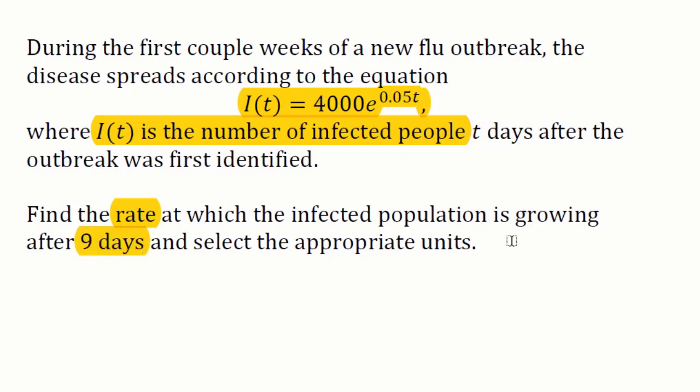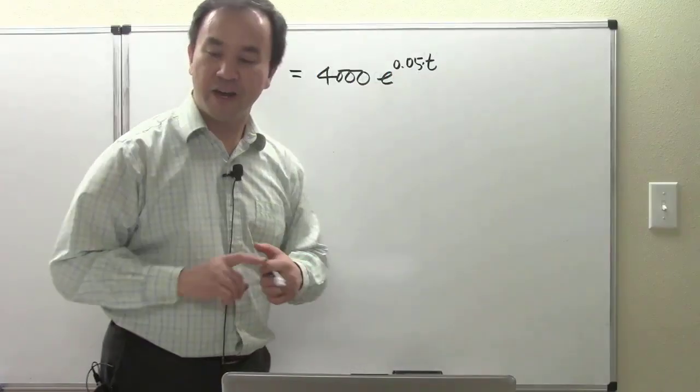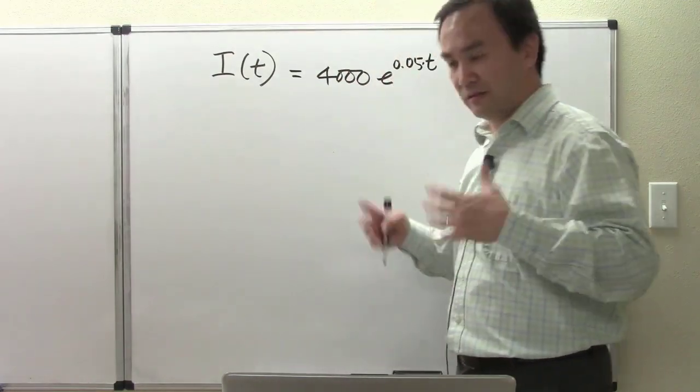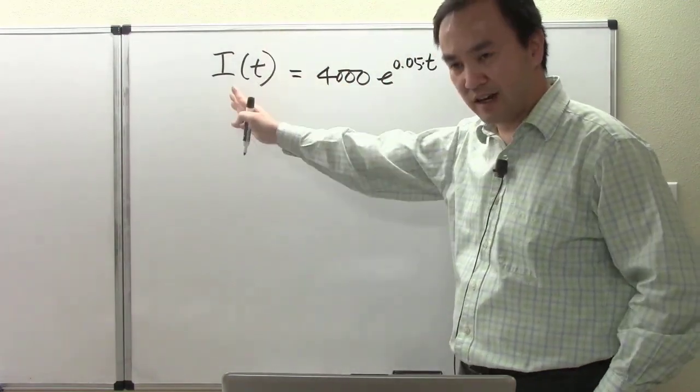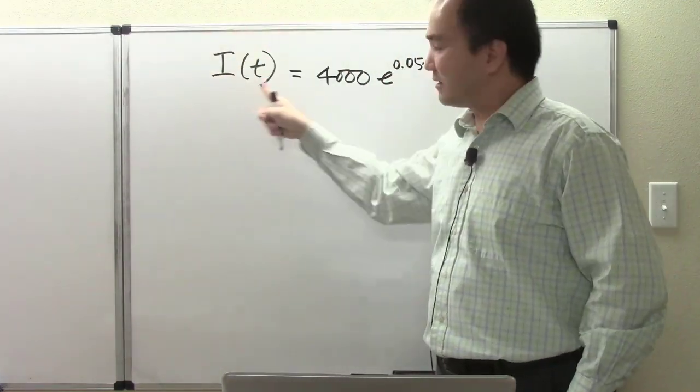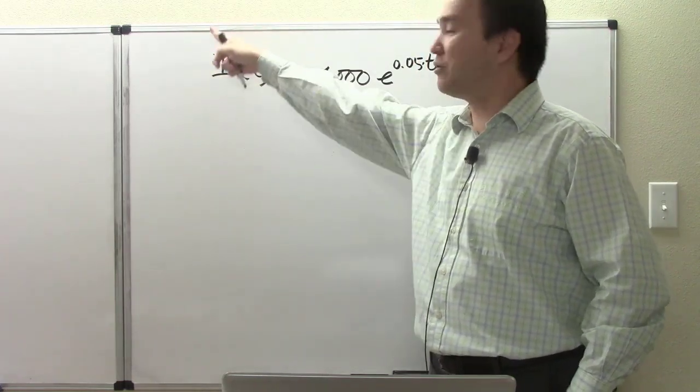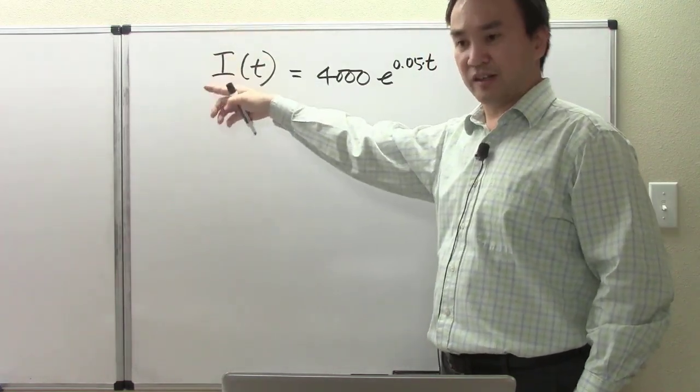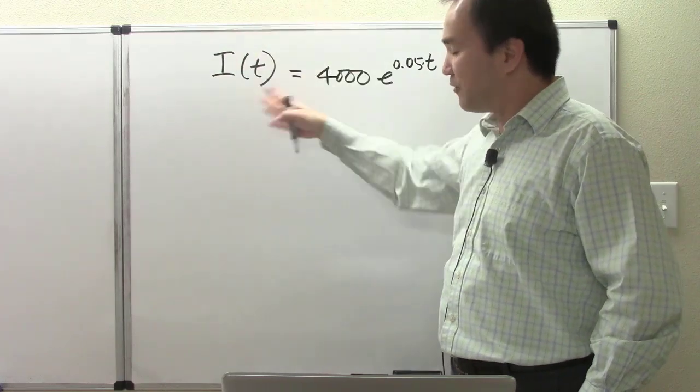The rate, in our understanding, is simply the rate of change. Here it's the rate of change of how fast or how slow this number of infections is going up over time.